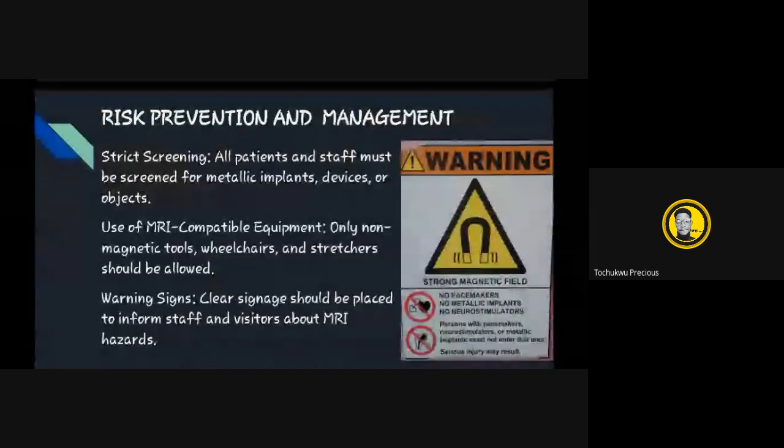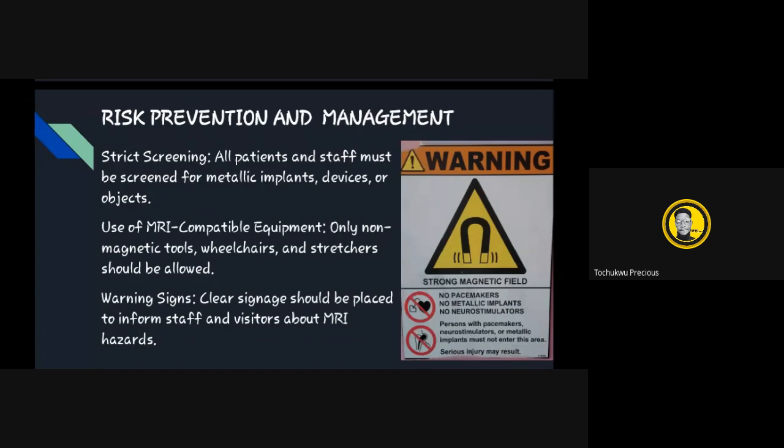So another method of risk prevention and management is strict screening. All patients and staff must be screened for metallic implants, devices, or objects. Use MRI compatible equipment: only non-magnetic tools, wheelchairs, and stretchers should be allowed. The MRI staff should put effort into ensuring that whatever is available for use in the MRI room, the stretchers and the wheelchairs, is MRI compatible equipment.